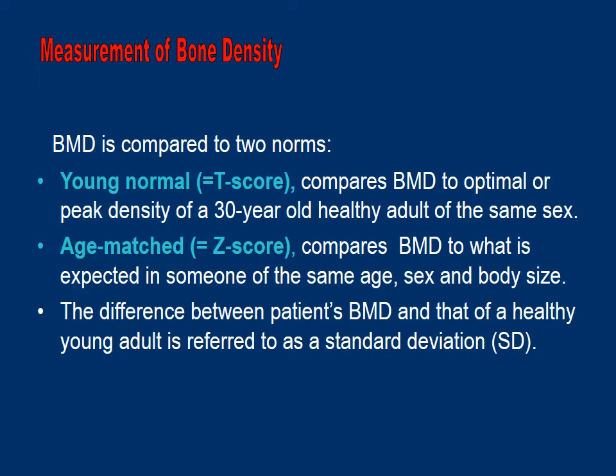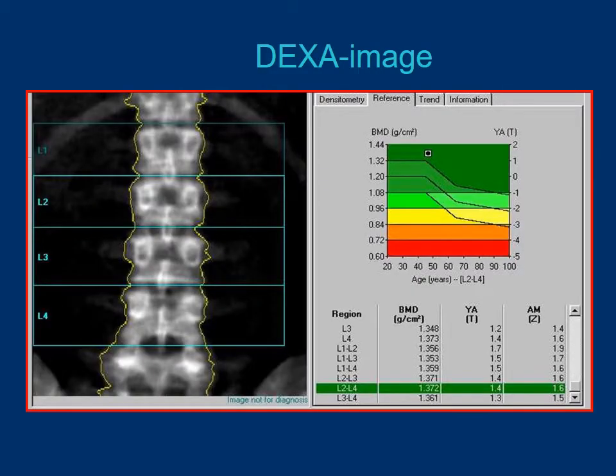The difference between the patient's bone mineral density and that of a healthy young adult is referred to as a standard deviation. So the standard deviation is the unit of how far the patient's measured bone mineral density is from, or how near it is to, the reference bone mineral density. And here is the picture of the DEXA and the report of the DEXA image.